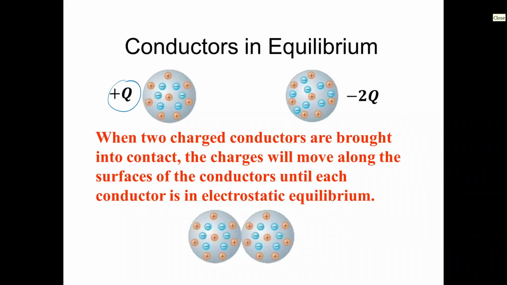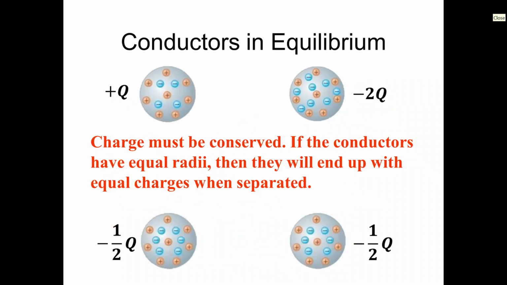So if you take this positive Q and this negative 2Q, that adds up to a total of negative Q worth of charge. So at the end, I'm also going to have a negative Q worth of charge. So that when they separate, they're each going to have negative half a Q worth of charge. Okay, so I see how that works. Now, how about other situations? What about if they're not the same size?